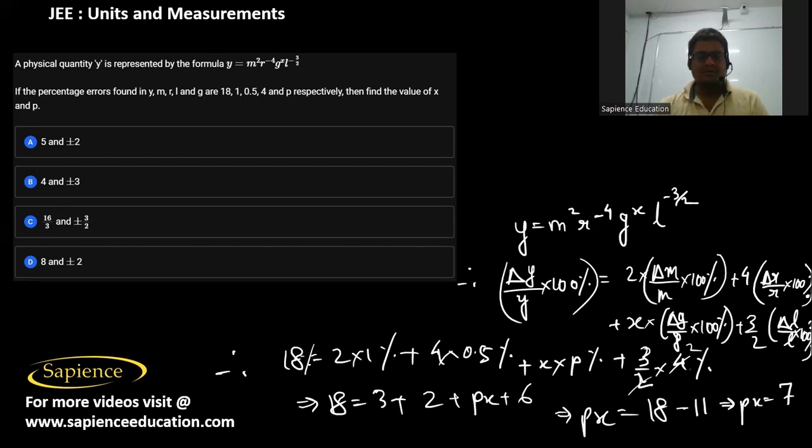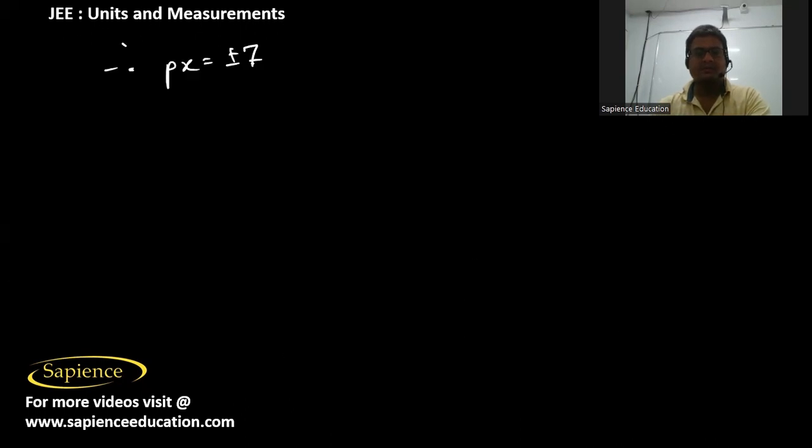Okay, sorry. So this will be 2 plus 2 plus px plus 6. So this will be 10. So px should be equal to 8. And since x can be positive or negative, so px should be plus or minus 8.